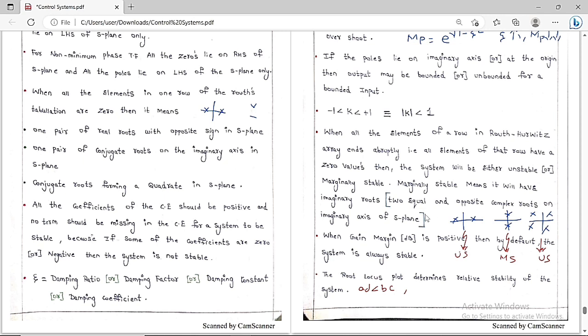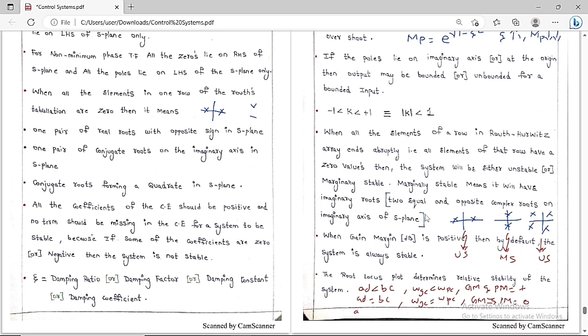And also the gain crossover frequency is lesser than the phase crossover frequency. And one more thing: the gain margin and the phase margin both are positive. Gain margin in dB is positive, and phase margin in degrees is positive. Suppose AD is equal to BC, we say it is a marginally stable system, which means the gain crossover frequency is equal to the phase crossover frequency, and the gain margin in dB and the phase margin in degrees both are 0. So both are equal and also they are 0.